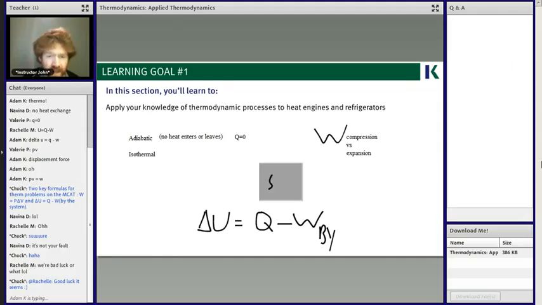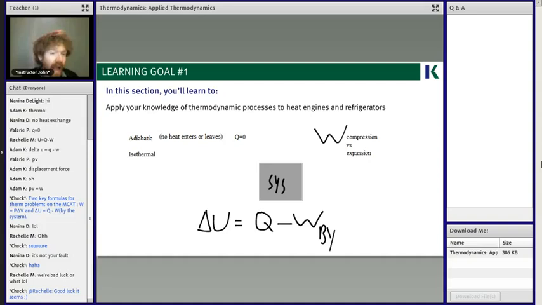So the one thing you have to be really careful with whenever we're doing any of this: you have to define what the system is. And so now I'm going to draw two different force vectors because Adam brought this up. When we talk about work, we often talk about displacement and force.